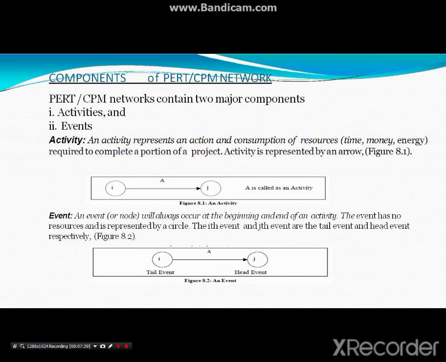What is an event? An event or a node always occurs at the beginning and at the end of an activity. Let's say activity A is there, so A has a tail event, the start of activity A, and a head event, the end of activity A. That is called an event. An event has no resources and it is represented by a circle. So these are the component parts of CPM and PERT.